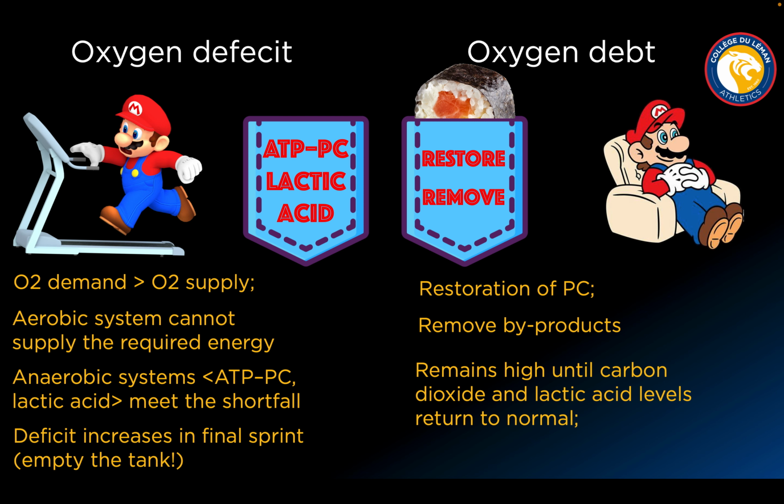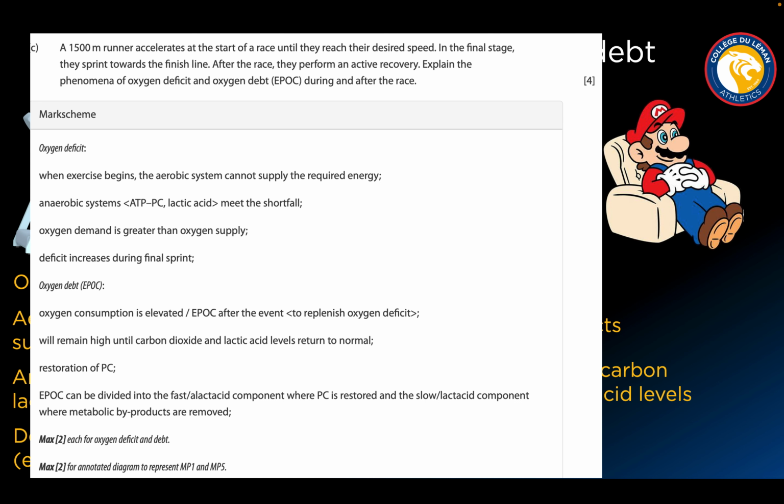Oxygen deficit, oxygen debt. What type of questions might we get asked on this? Here we go. A 1500 meter runner accelerates at the start of the race until they reach their desired speed. In the final stage, they sprint towards the line. That's that. Come on, empty the tank. After that, they perform an active recovery. Explain oxygen deficit and oxygen debt. What can we say? Exercise begins. In fact, I tell you what, guys, you can pause this. I need to get to that staff meeting. You can pause this and read through these and see if we have hit those and see if this is helping you to understand that system.